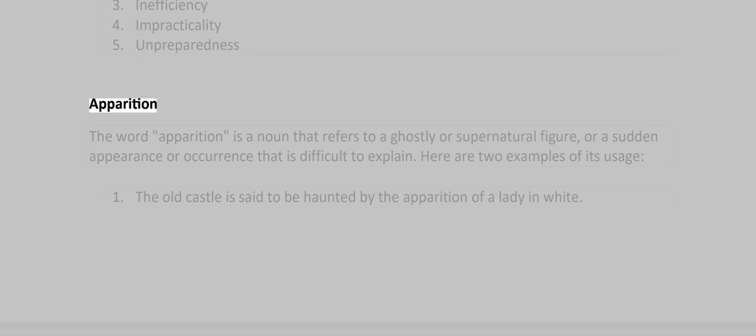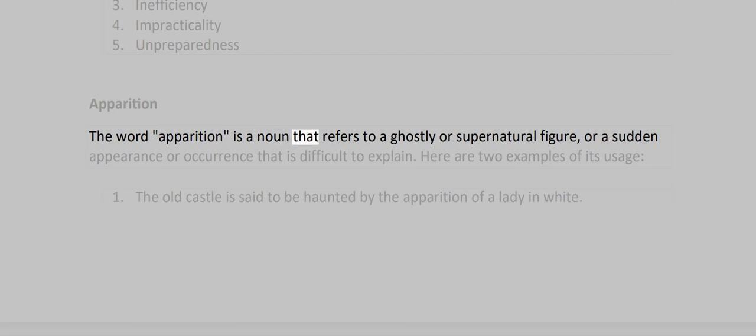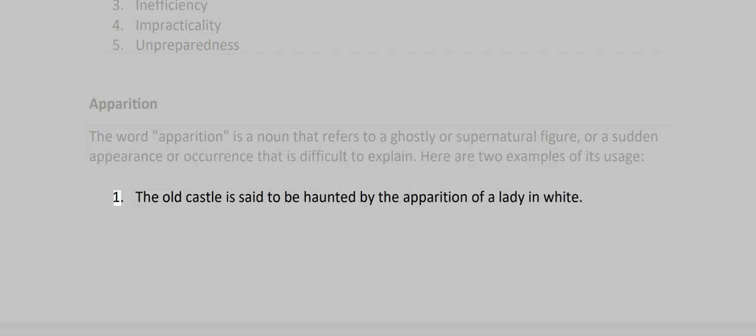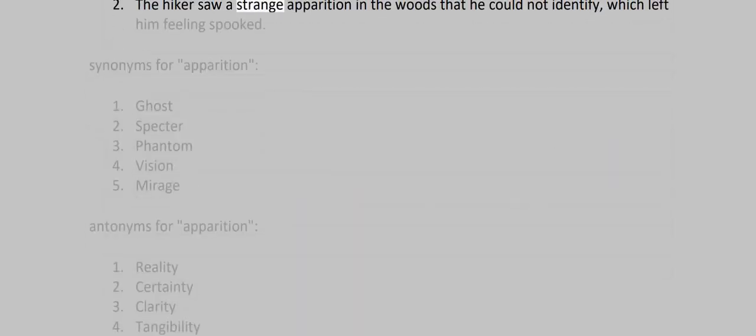Apparition. The word apparition is a noun that refers to a ghostly or supernatural figure or a sudden appearance or occurrence that is difficult to explain. Here are two examples of its usage. 1. The old castle is said to be haunted by the apparition of a lady in white. 2. The hiker saw a strange apparition in the woods that he could not identify, which left him feeling spooked.